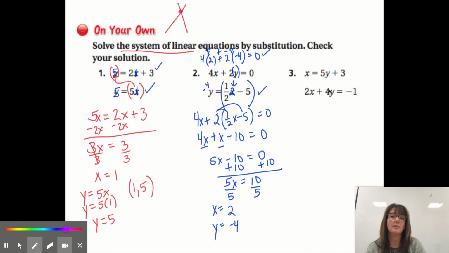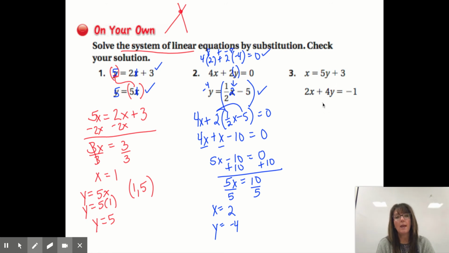I'm going to change colors here. Okay, this time in system 3, we have x solved for something. And so we can use that, right? We do not have to solve it for y. We could substitute it in for the x variable. So always pay attention to what variable is solved for. And we always want to look to see if we have to rearrange an equation, which we'll do in the next 2 examples, to see which one it's easiest to solve for.